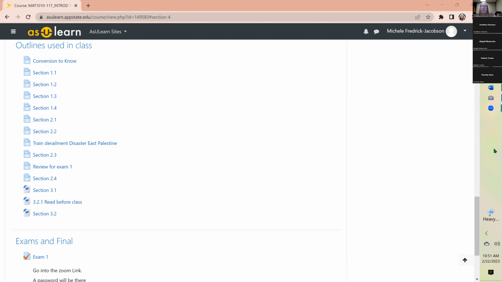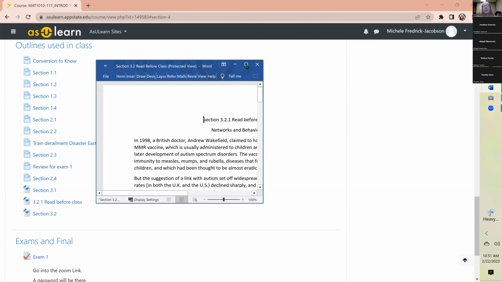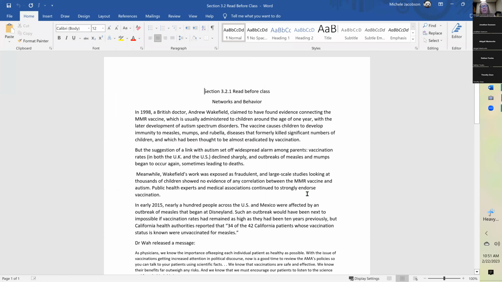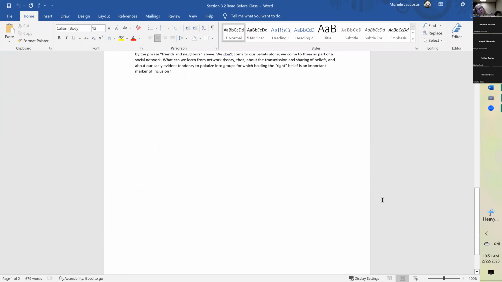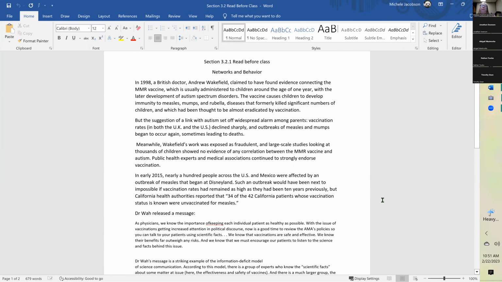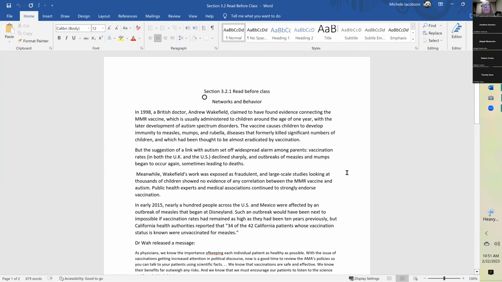So I have 3.2 what you should read, and then 3.2 the rest of the section where it'll have more formulas. But it's just an explanation at first. So if you haven't already, read that for tomorrow. And then we will continue from there. Any questions?